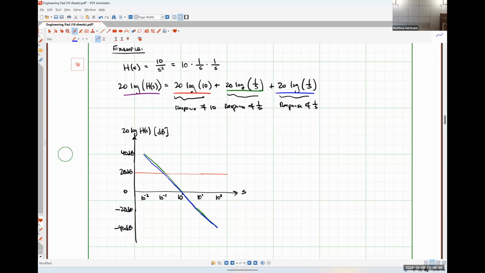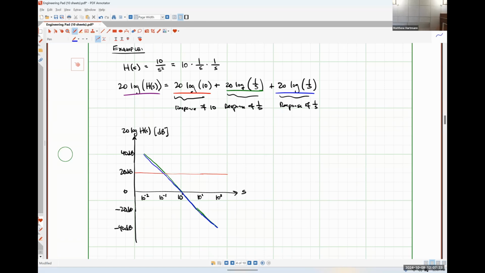And so to construct my frequency response graph for the total transfer function of 10 over S squared, I just need to add these things together. So I have a line with a slope of negative 20 decibels per decade added to a line with a slope of negative 20 decibels per decade. So that's going to look like a slope of negative 40 decibels per decade. And then I'm going to shift it up by 20 dB to take into account my constant factor of 10.